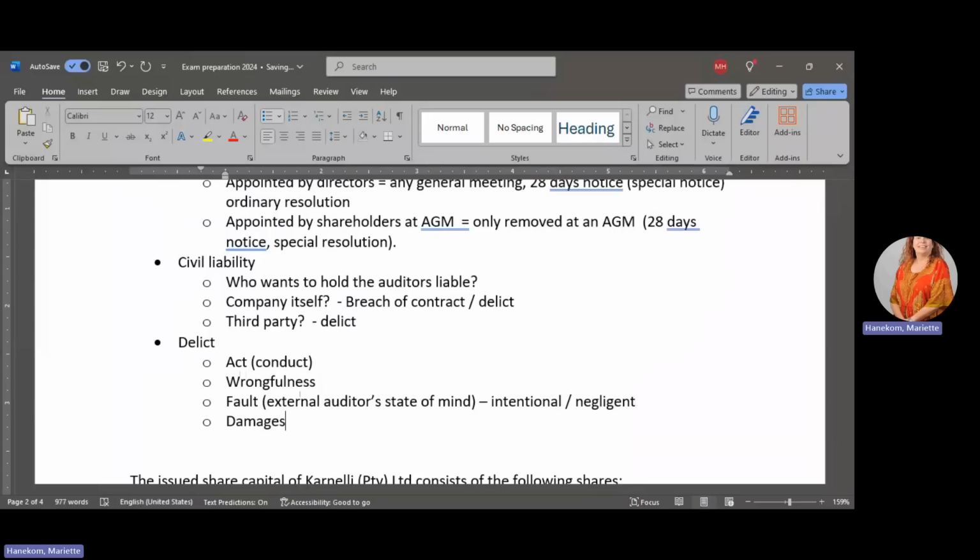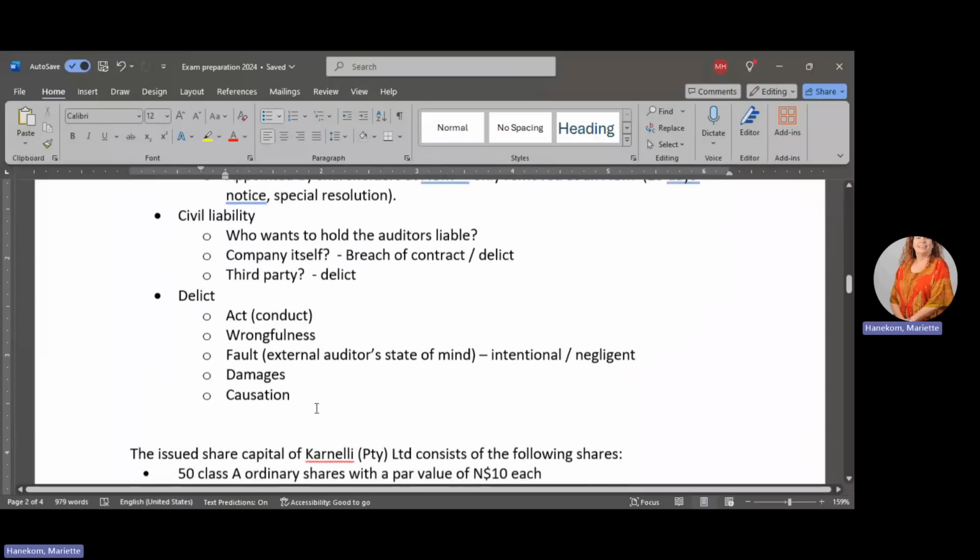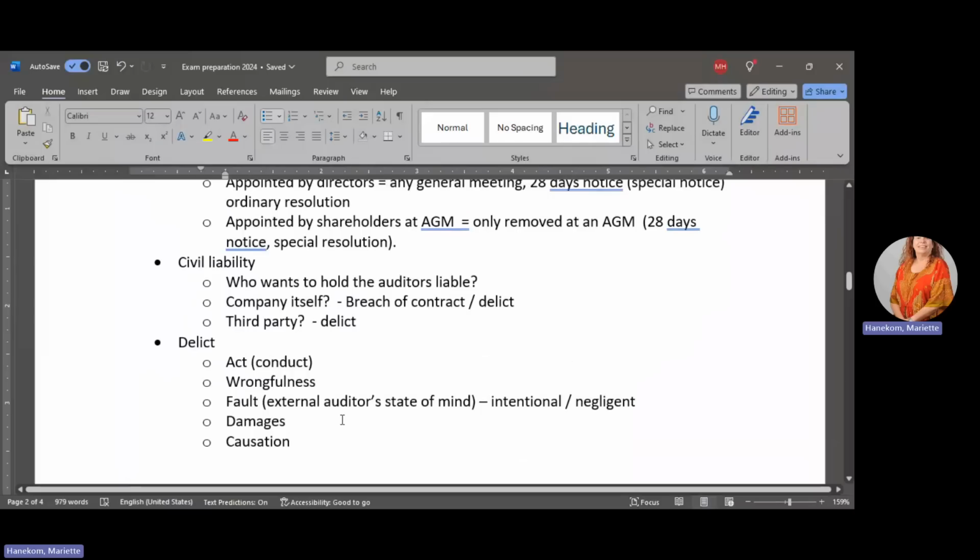Damages: they need to prove the amount of damages. And causation. Did this wrongful, negligent act cause the damage? Is there a connection? Would they have suffered the damages if it had not been for this wrongful, negligent act? In order to succeed in a claim based on the law of delict, you have to prove all 5 of those requirements. Read your questions carefully.